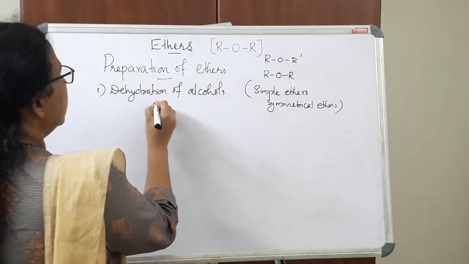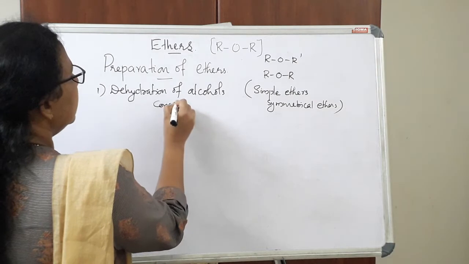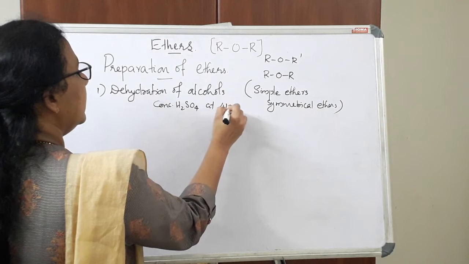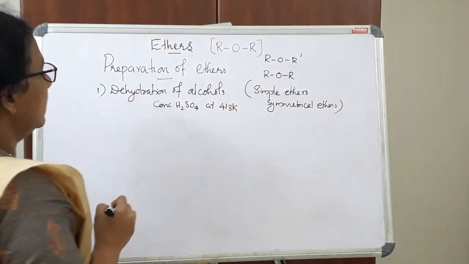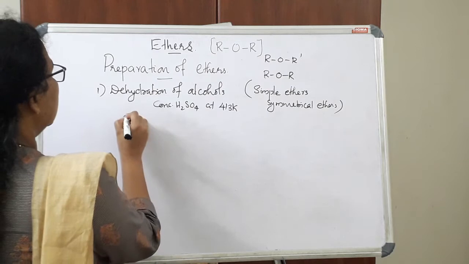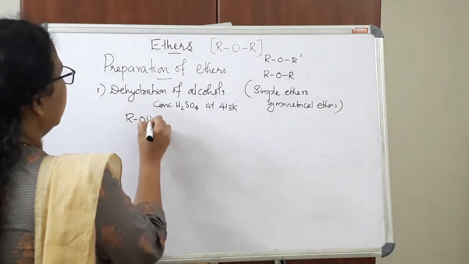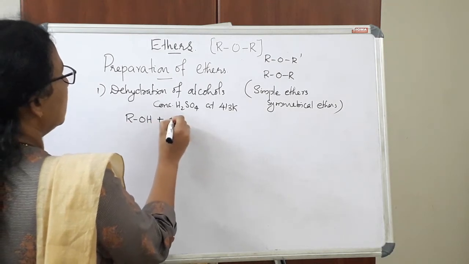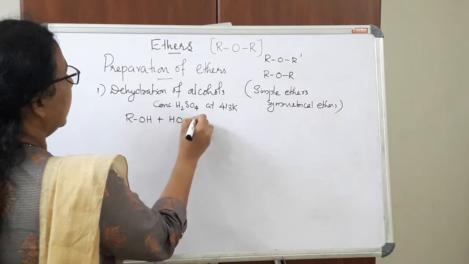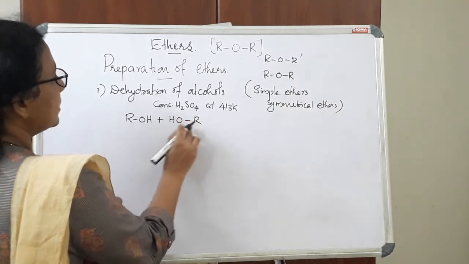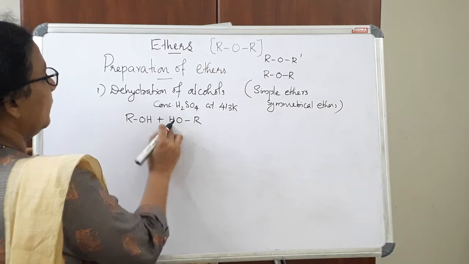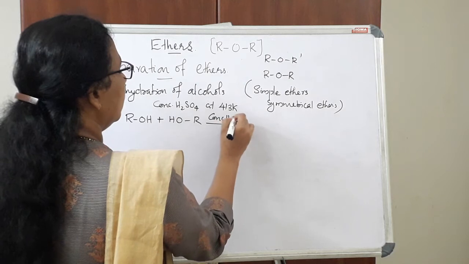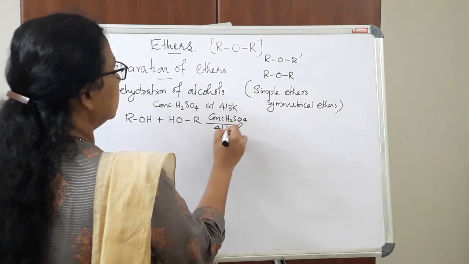The reaction condition is concentrated H2SO4 at 413 Kelvin. So we can write the general formula. If ROH is an alcohol, here we need to take 2 molecules of alcohol. We can write the alcohol like this: 1 ROH and the second molecule of ROH. The reaction condition is concentrated H2SO4 at 413 Kelvin.